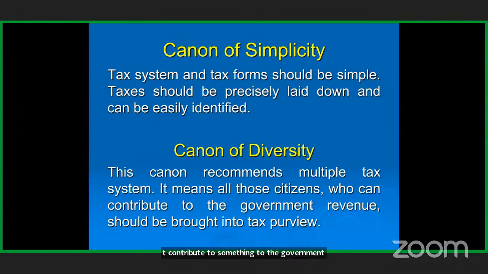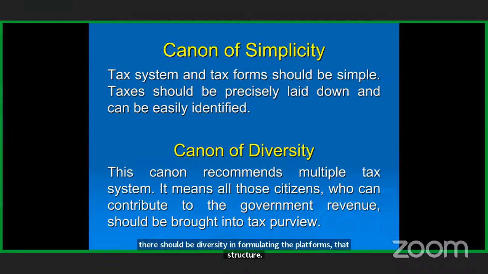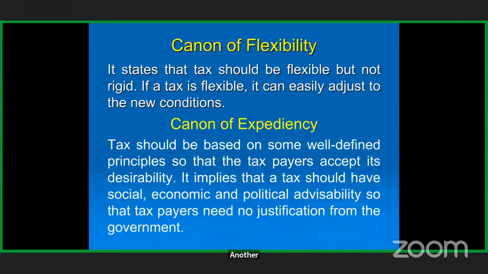If the government follows a single tax system, it is easy for the people to evade tax or escape from the purview of the tax system. But if the government imposes multiple taxes, it will be difficult for the people to evade tax or escape from the tax net. So there should be diversity in formulating the tax structure. Another canon is the canon of flexibility.